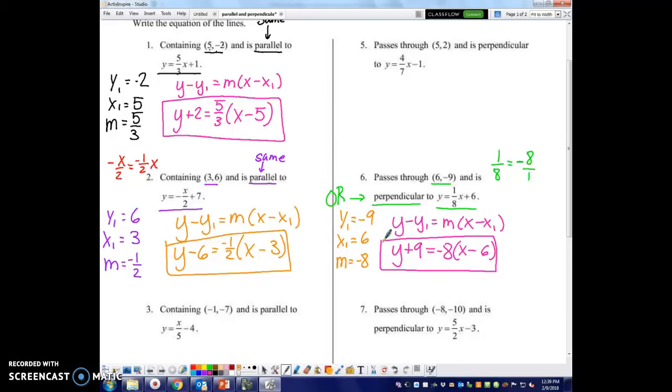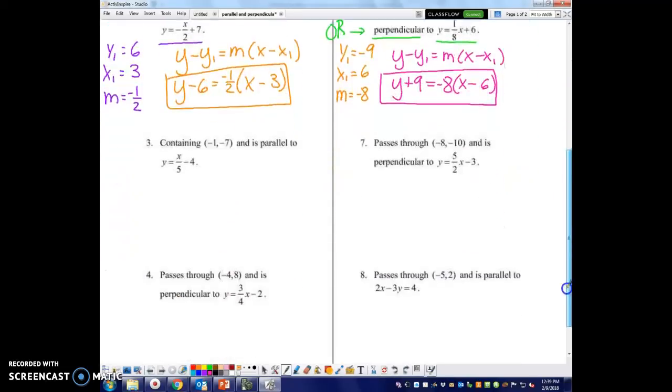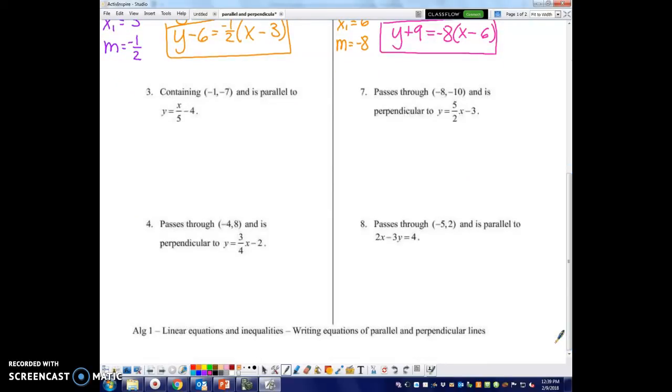Okay, so now let's scroll down and look at number 8. We need a line that passes through the point negative 5, 2 and is parallel to this line. What does parallel mean about slope? Same slope. So let's figure out the slope first.